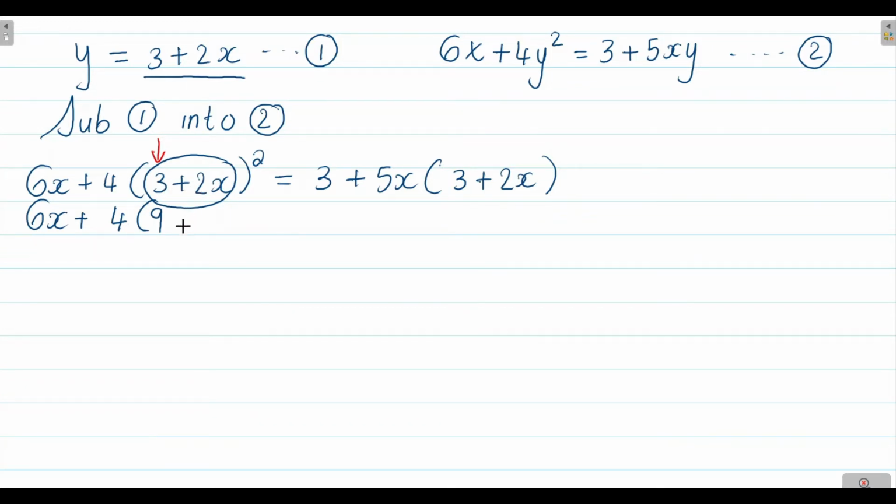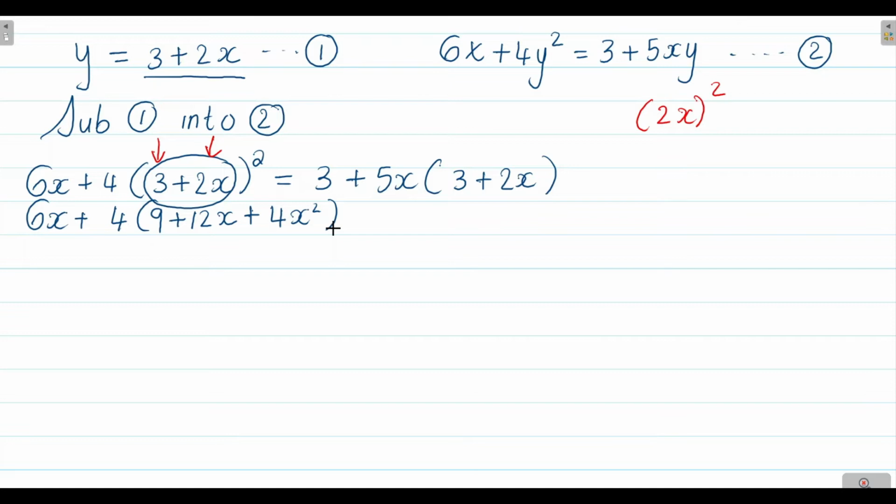So 6 doubled is going to be 12. So it's going to be plus 12x, okay? And you're going to square the last term. If you square the last term, it's going to be 2x all squared. So if you square the last term, it's going to be plus 4x squared.